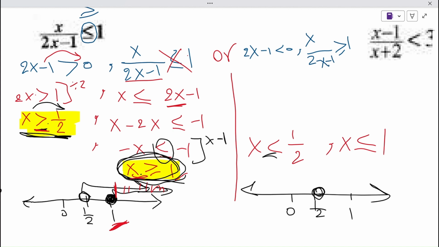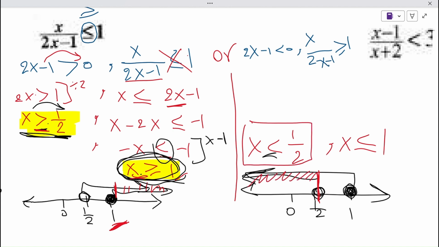What about x less than or equal to 1? Look at this, this is 1. We have to fill it. Less than or equal to, less than, it means negative side, like this side. Where is the intersection of these two lines? Here, on 1 over 2, they intersect each other. So here x is less than 1 over 2, that becomes our solution.